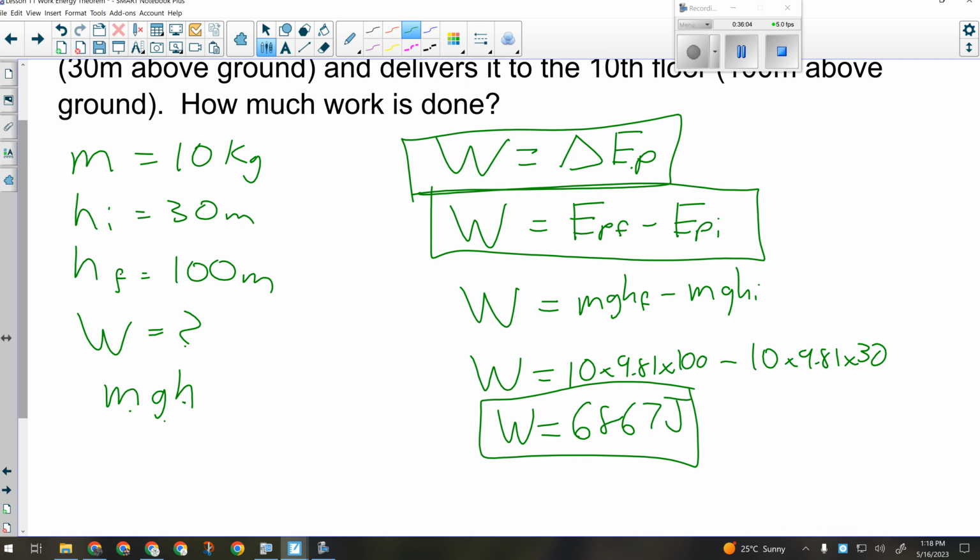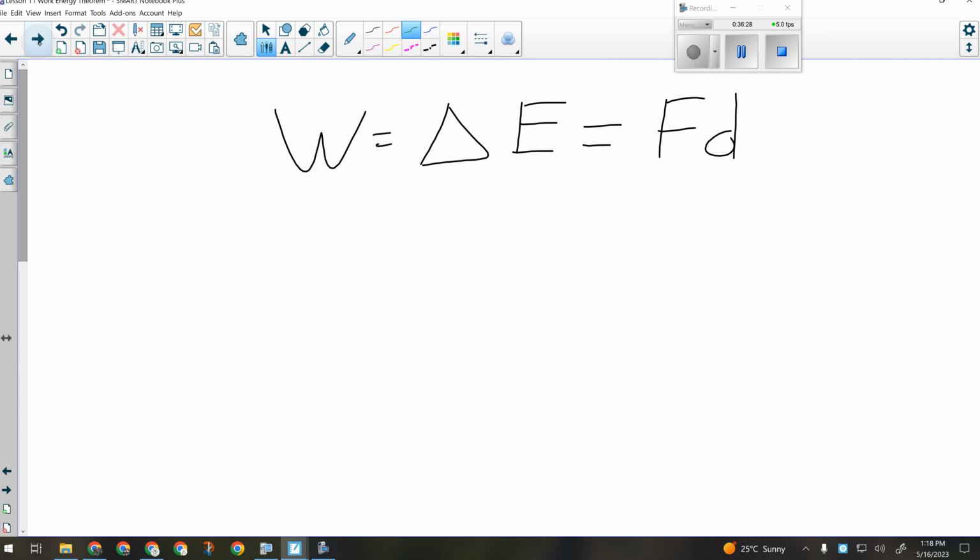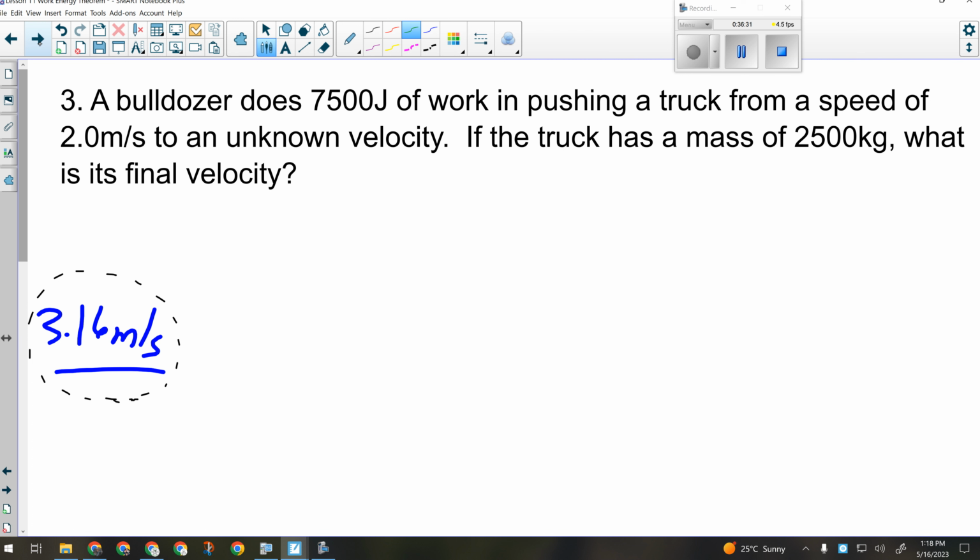Now, I could have changed that and told you that they did 6,867 joules worth of work and asked you for the final height. And you would have had to manipulate a little bit instead. But they all work pretty much the same. Those first few steps are always going to be the same. The challenge is, can I read this question and get what I need from it? Okay, give that one a try. That's the answer, so you'll know if you did it right or not. And then maybe we'll call it a day after that one.